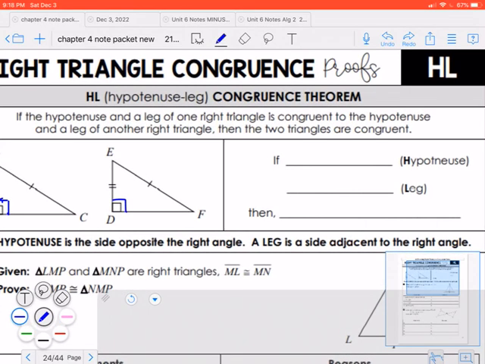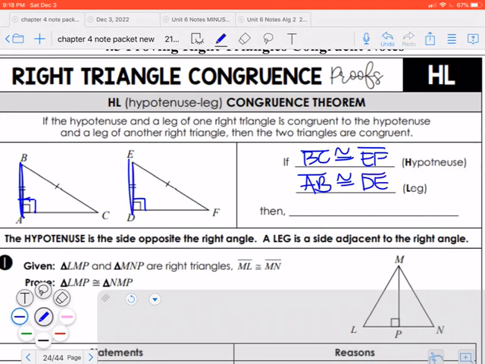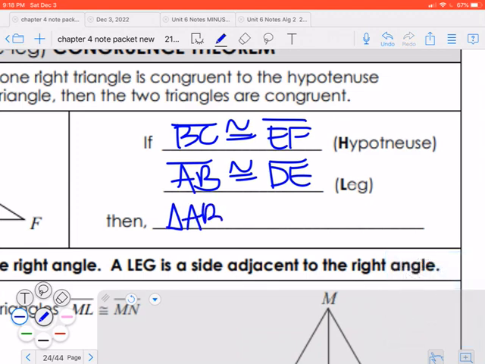From this diagram here, if BC is congruent to EF, BC, EF, that's the hypotenuse, and AB is congruent to DE, AB to DE, that's a leg, then the triangles are congruent. Triangle ABC is congruent to triangle DEF.